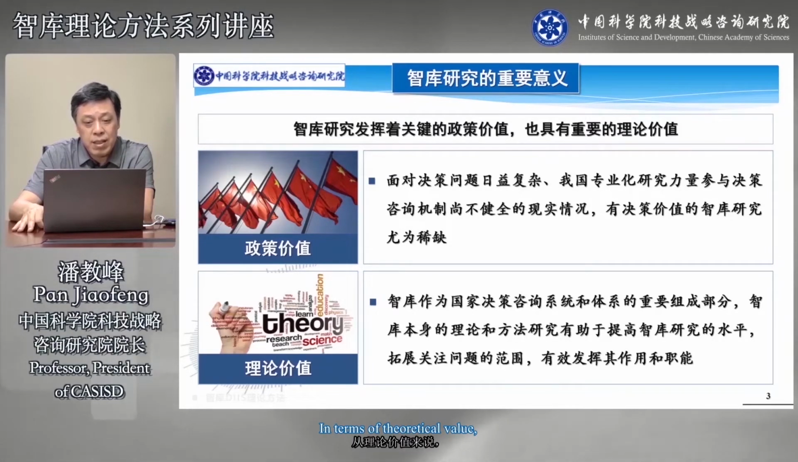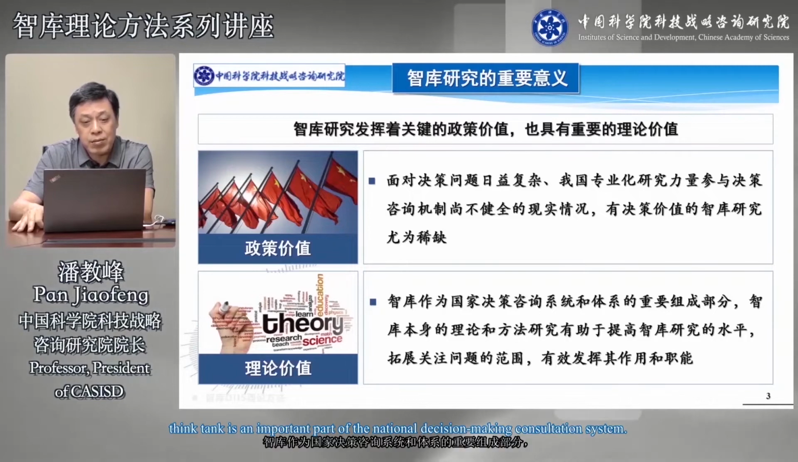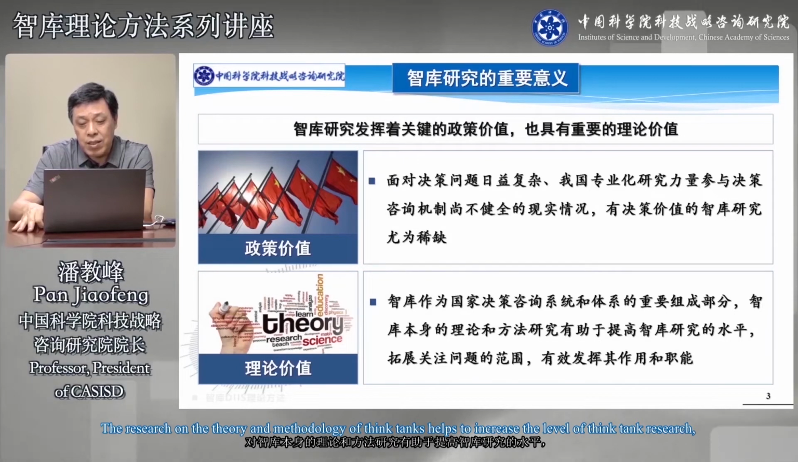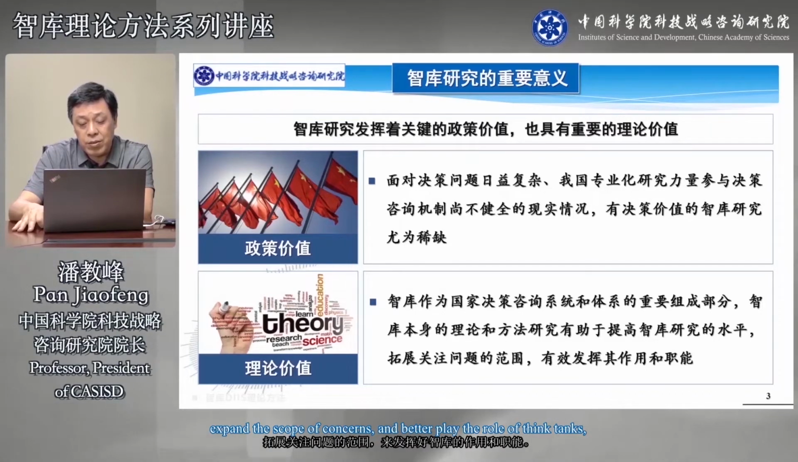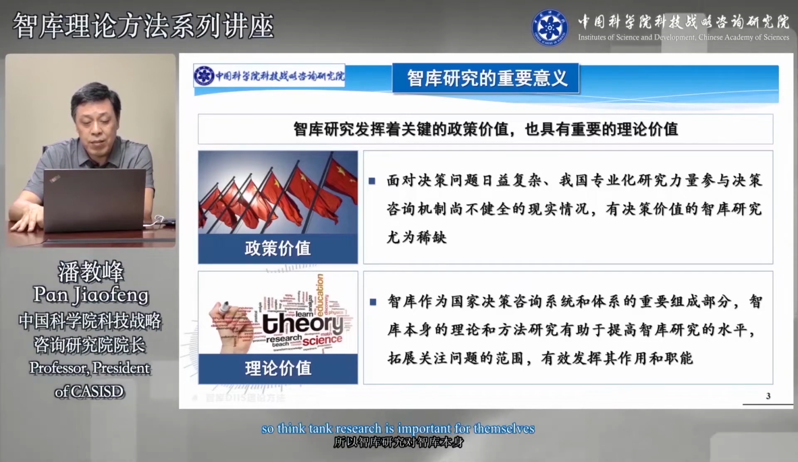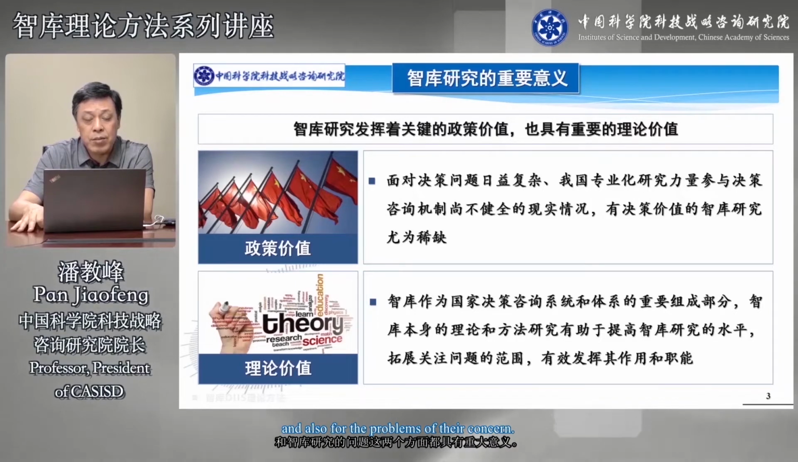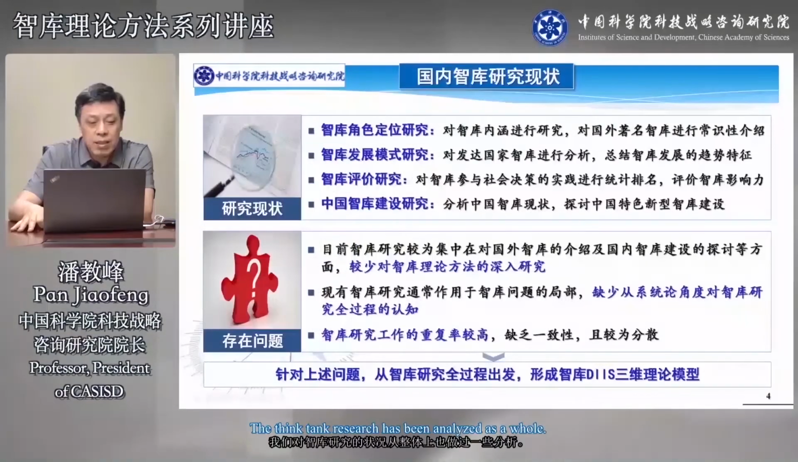In terms of theoretical value, think tank is an important part of the national decision-making consultation system. The research on the theory and methodology of think tanks helps to increase the level of think tank research, expand the scope of concerns, and better play the role of think tanks. So think tank research is important for themselves, and also for the problems of their concern. The think tank research has been analyzed as a whole.